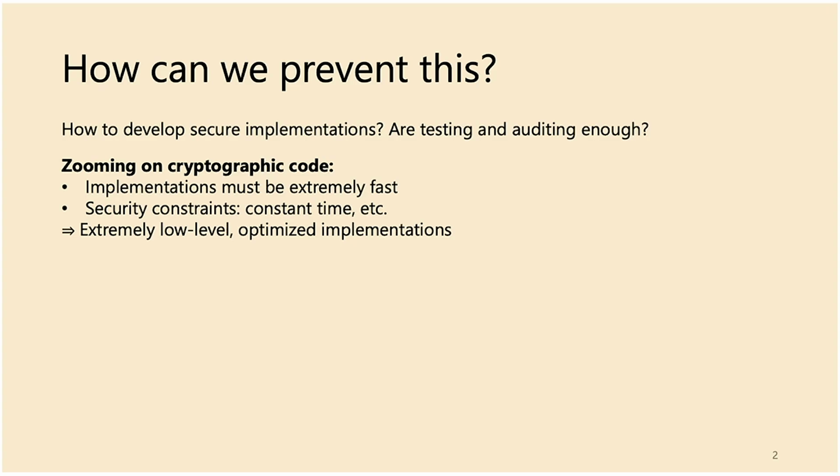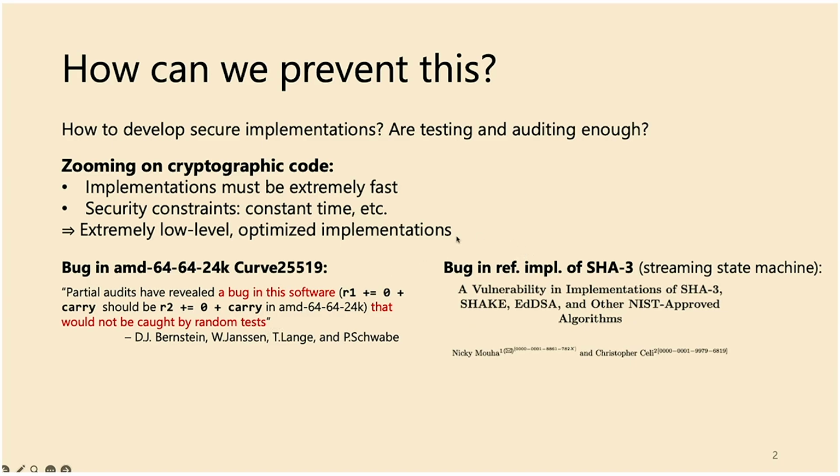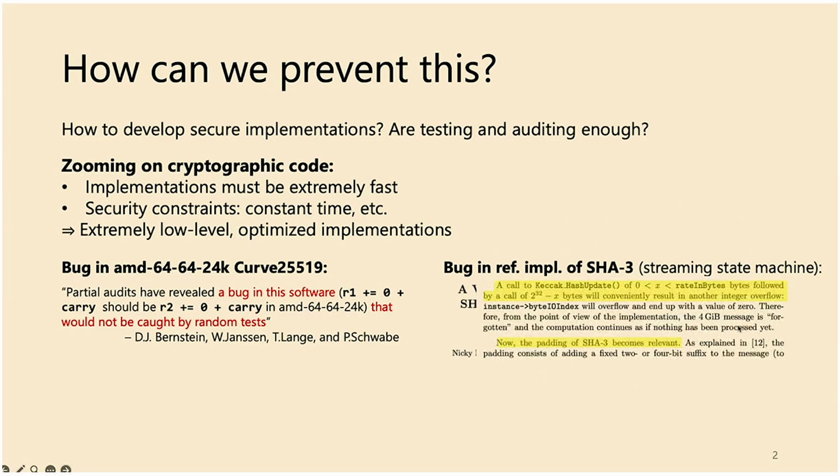So the consequence is that cryptographic code is extremely low level and optimized, and there are many bugs lurking in there, and they are extremely technical. So for example, here is a bug report from the NaCl library where they just swapped two variables in a lot of lines of code, and these, of course, would not be caught by random tests. They managed to catch it by auditing, but this one, in the reference implementation of SHA-3, was not caught by auditing. And it's a bug in the logic of a very tricky state machine. And how to trigger that bug is also very technical.